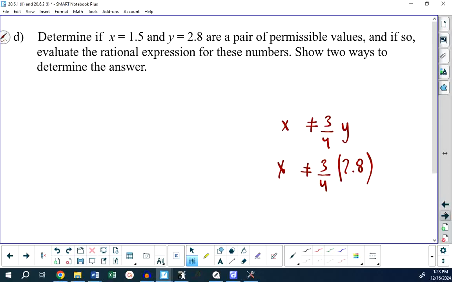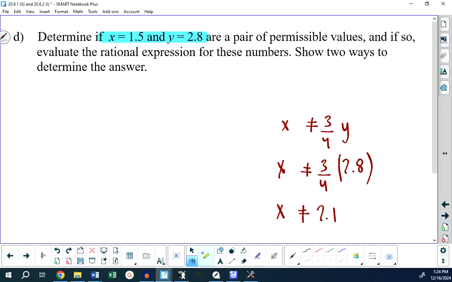So when y is 2.8, x is not allowed to be 2.1. So is this a pair of values for x and y that are allowed? Yes. Because when y is 2.8, x is not allowed to be 2.1, but x can be any other number you want.